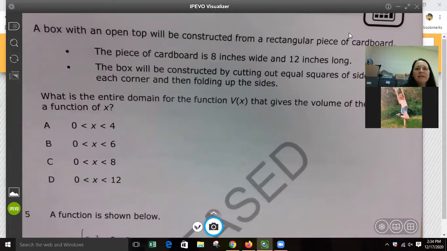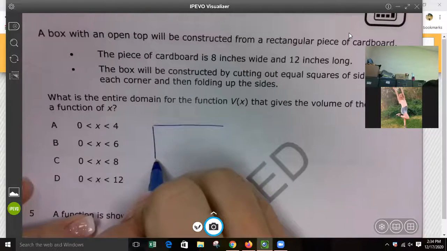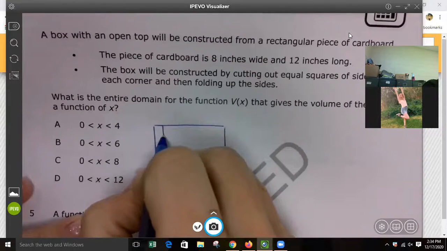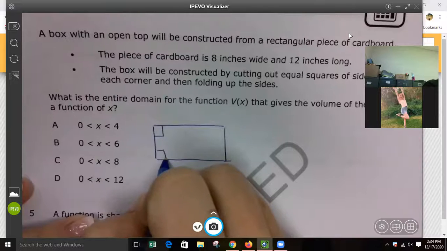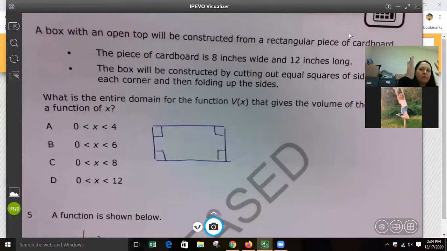A piece of cardboard is 8 inches wide and 12 inches long. The box will be constructed by cutting out equal squares of side X at each corner and then folding along the sides. So this is what it's saying. You have a rectangular piece of cardboard, and what they're going to do is cut out the corners, and then they're going to fold up the side of the box.